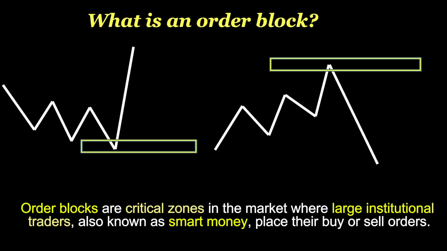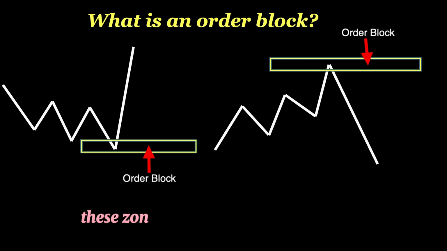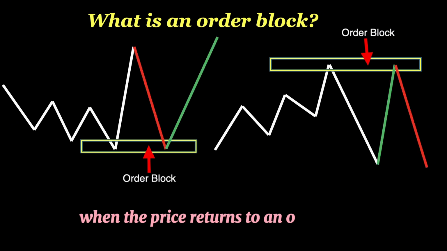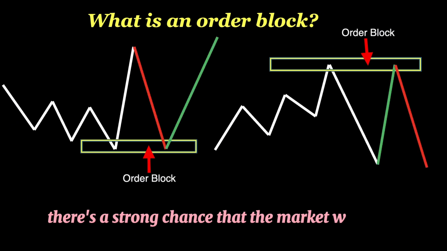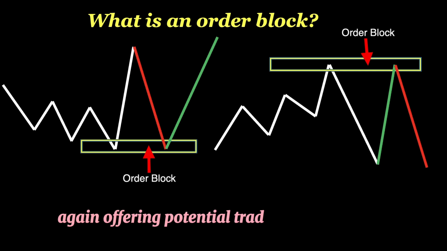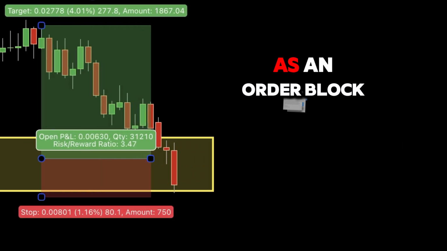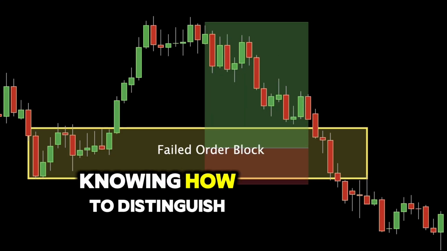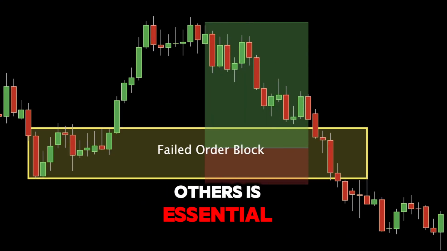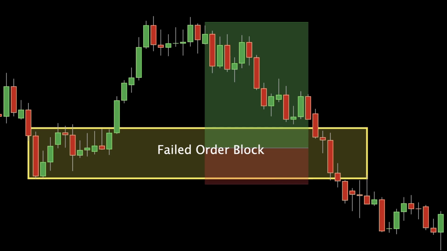Order blocks are critical zones in the market where large institutional traders, also known as smart money, place their buy or sell orders. These zones represent significant supply and demand levels that have already been rejected by the market, making them highly relevant for future price action. When the price returns to an order block, there's a strong chance that the market will react again, offering potential trading opportunities. However, not every supply or demand zone qualifies as an order block. Knowing how to distinguish valid order blocks from others is essential for improving your trading strategy.